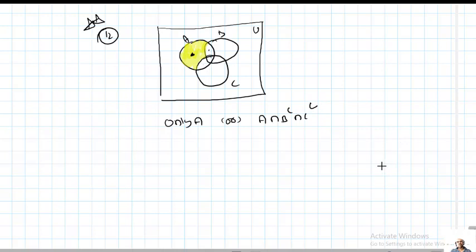Okay. So how will we get this? Now you need to shade A in a separate color, and B complement intersection C complement in another color, then we'll get the result. That's not a big problem. Now the 13th one.